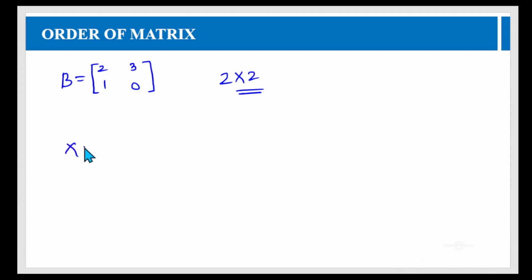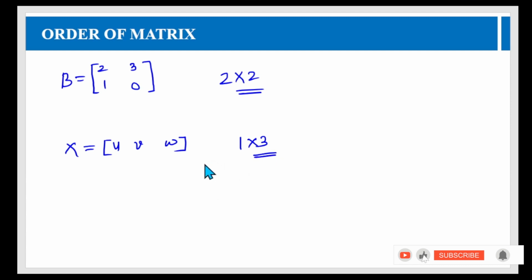Now another example. Matrix X equal to U V W. You can check how many rows are there? 1 row. How many columns? 1, 2, 3 columns. 1 cross 3 order. 1 cross 3. ಅಂದರೆ in general ಆಗಿ how to define a order of matrix?